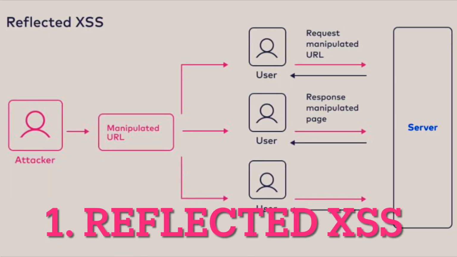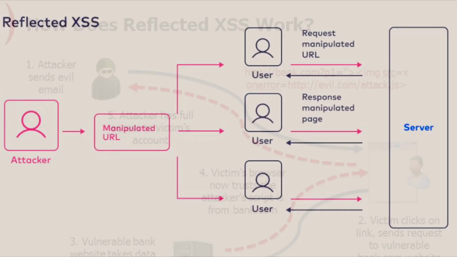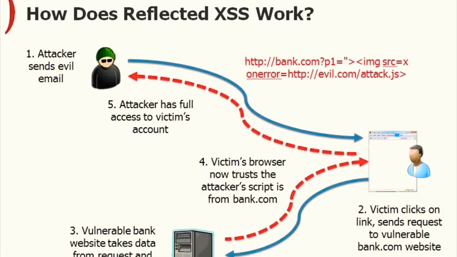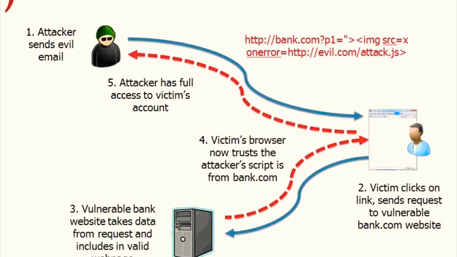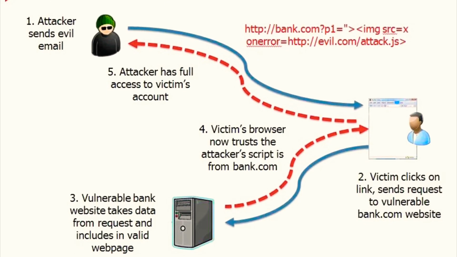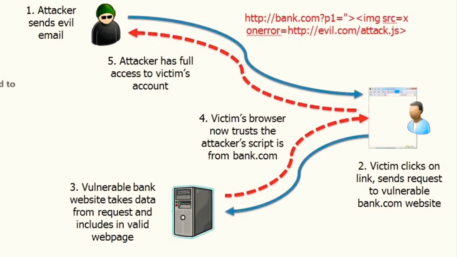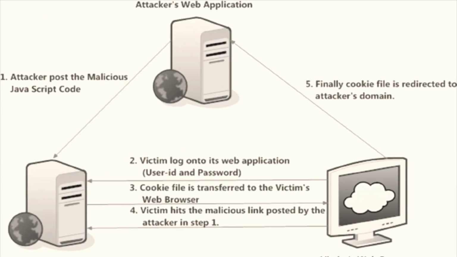So, reflected XSS. This type occurs when the malicious script is reflected off a web server, such as in an error message or search result. The script is part of the URL and is executed when the user clicks on a malicious link. Example: an attacker sends you a link to a search page on a website. The link includes a script that runs when you open it, stealing your session cookies.